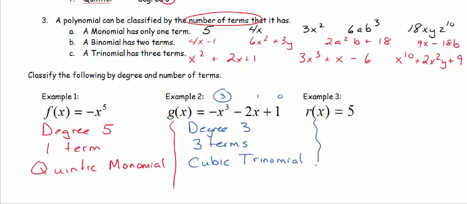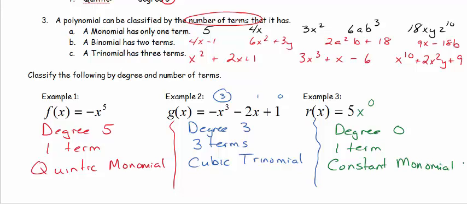Our last one in example 3 that we're looking at has degree 1 or 0. Let's think about this. Is this a degree of 1 or 0? Well, the exponent, had we written 1, would be an x to the 0. So the degree is 0. And it has 1 term. So this is a constant monomial.